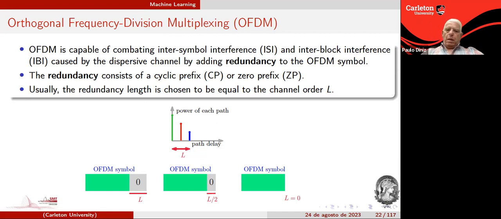So what if I don't have any redundancy, or if I use L/2 redundancy? L/2, why is it L/2? With L/2, it's proven that we can still have a zero forcing solution, okay, although our decisions are not decoupled like in classical OFDM.